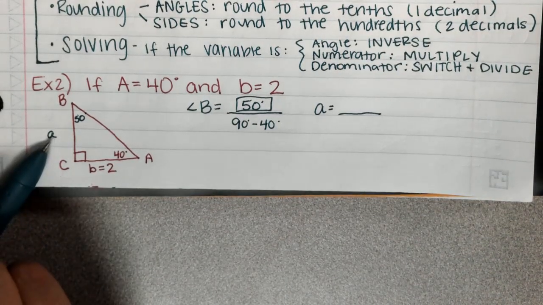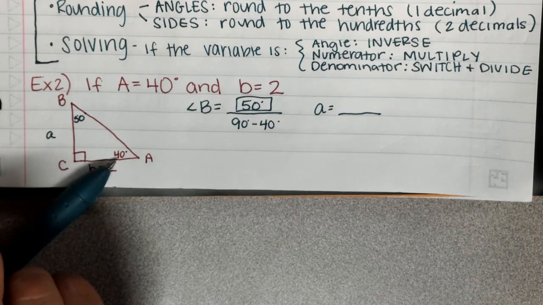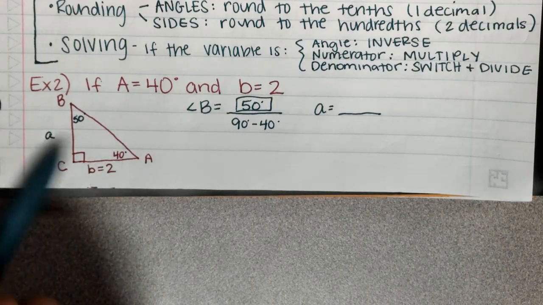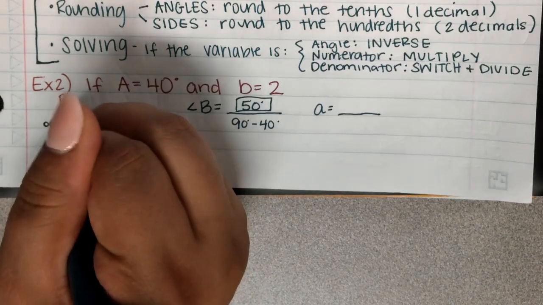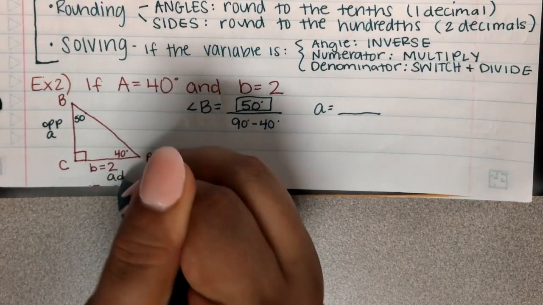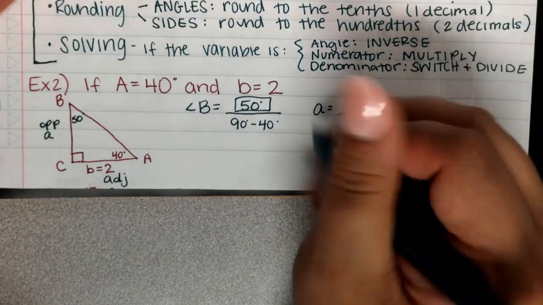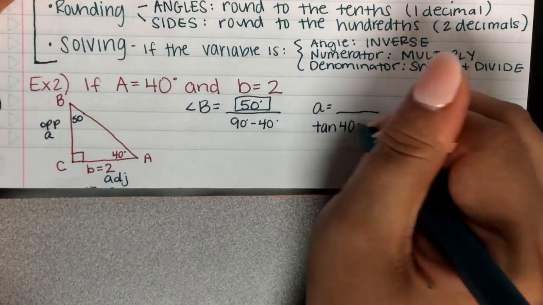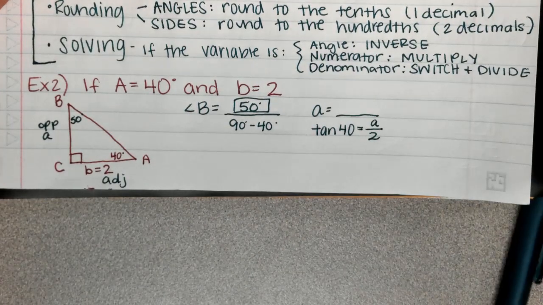How do I find this side right here? You could use 50 or 40. I'm going to stick with 40 since that's what they gave us, but it doesn't matter which one you use. Using 40, how do I find side A? What do I have? I have opposite and adjacent. And when I have opposite and adjacent, what am I using? Tangent. So this is going to be the tangent of 40 is my opposite over my adjacent.